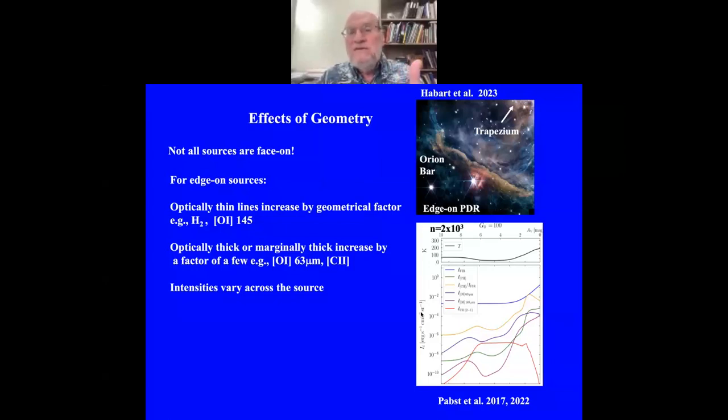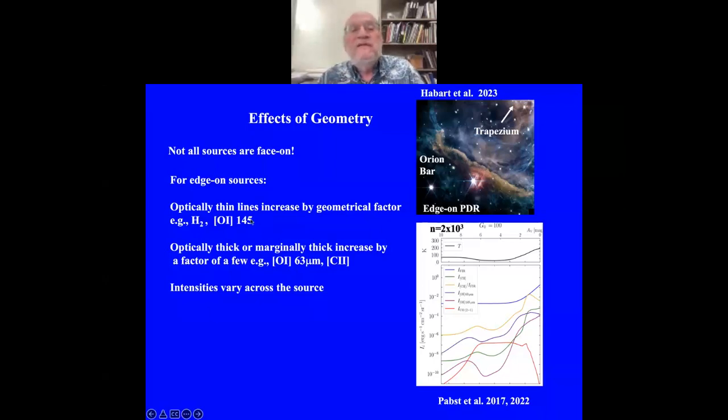But not all sources are face-on. Some sources are edge-on. And one example of that is the Orion bar. So here we have the Trapezium way up here, which is illuminating this wall of gas. And we see this wall of gas that's edge-on. And so the PDR is spread across the sky.